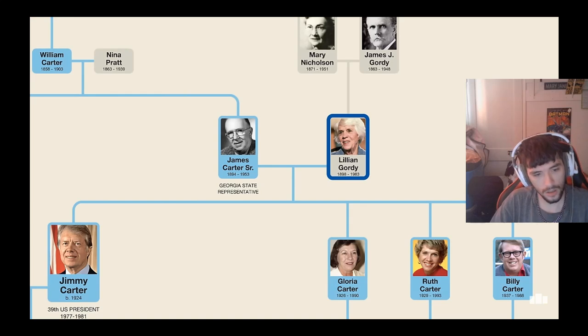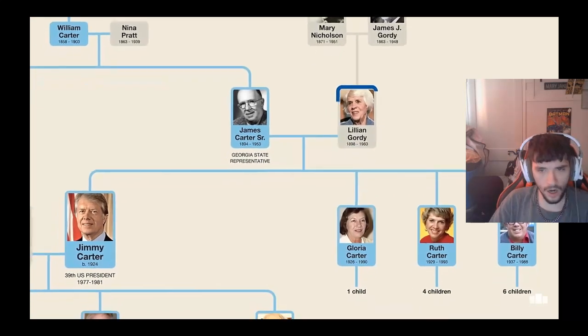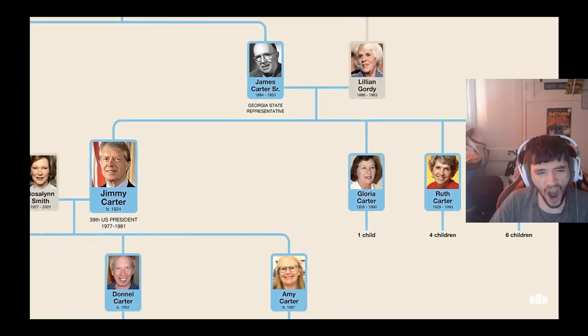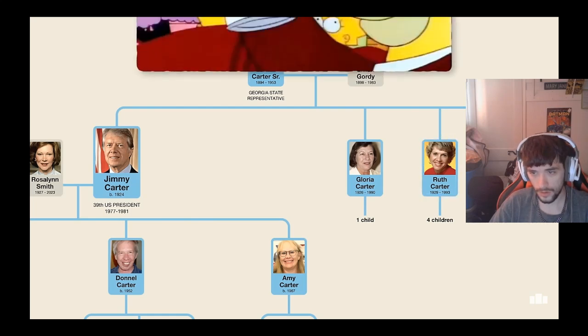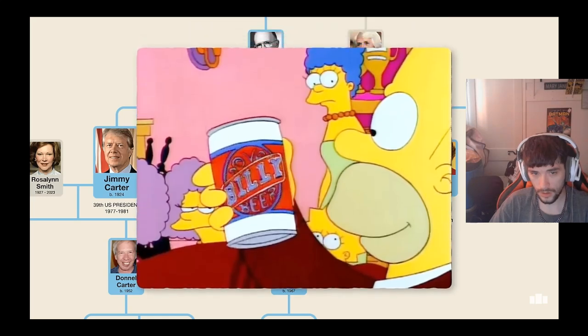Besides Jimmy, James Sr. and Lillian also had 3 other children. Gloria was an avid motorcyclist and one of the first women to earn membership in Harley-Davidson's 100,000-mile club. Ruth, on the other hand, became a charismatic Christian and was heavily involved in the faith healing movement. And Billy, well, he's mostly remembered for promoting Billy Beer and for causing Billygate due to some shady stuff involving Libya.